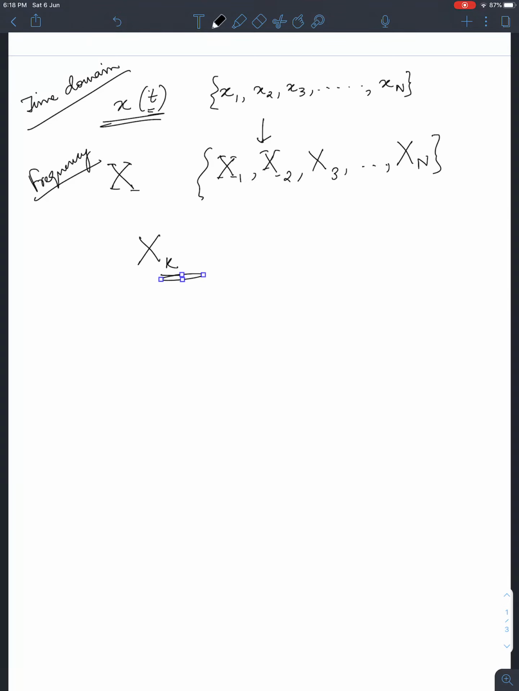Is it a frequency 400? Is it the frequency 240? Is it the frequency 2? Is it the frequency 1? How do we know it? We know by X of k is equal to the sum, n goes from 0 to n minus 1, of x of n e to the power minus 2 pi i over n k n.